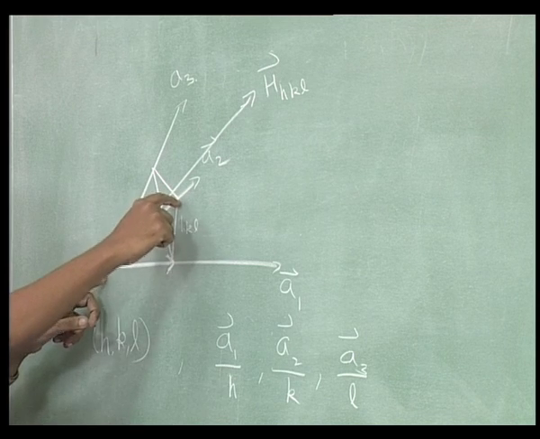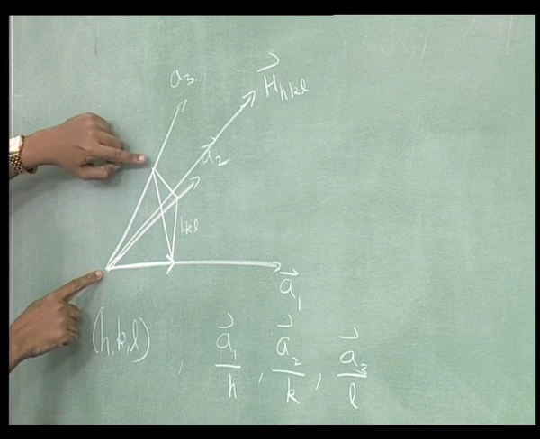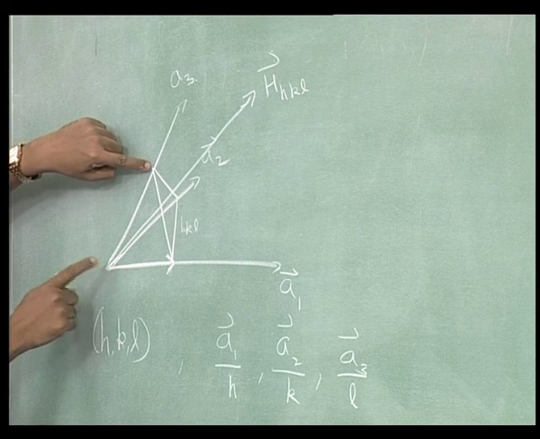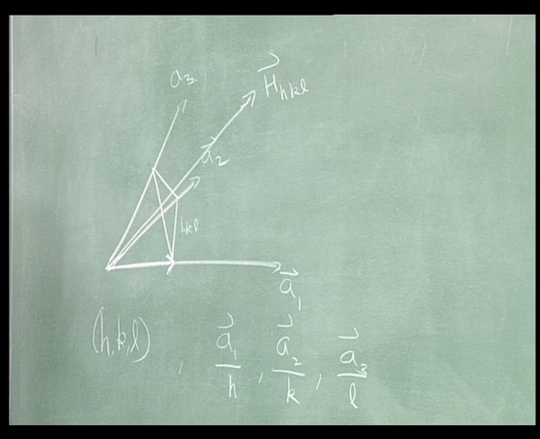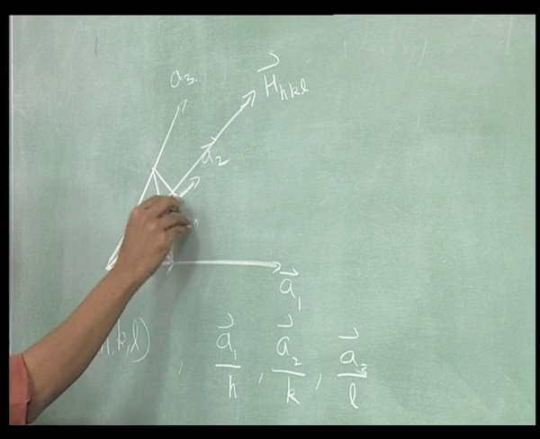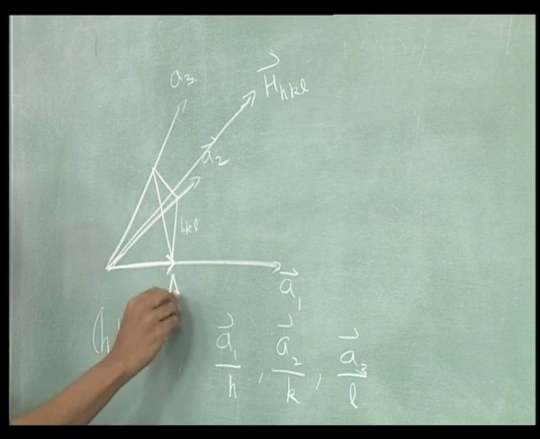Similarly, this vector here will be A2 by K, that is why you will get the K notation. This vector here, from here to here, is A3 by L, that is why you get that L in the HKL. So, this is A1 by H. I will also name these locations where this plane intercepts A1, A2 and A3 as A, B and C.